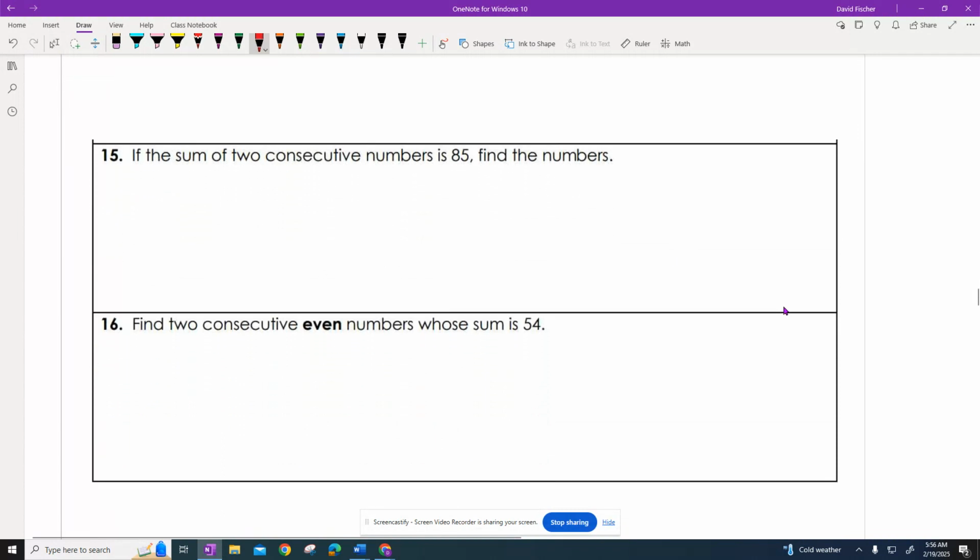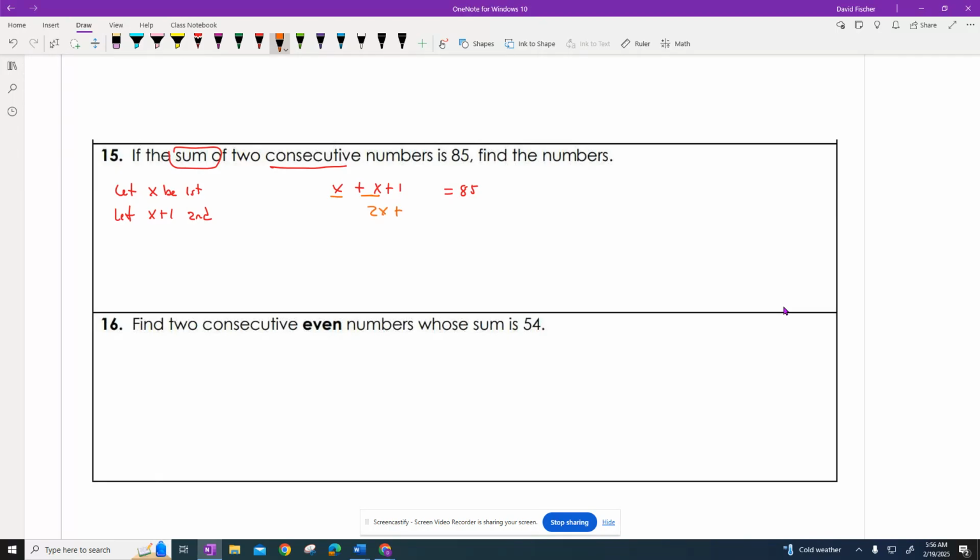Alright, so we got to read it. Two consecutive numbers. So that means one number right after the other. Okay, we're going to add those two numbers, and they said it's going to equal 85. So again, we're going to say let x be first. We're going to say let x plus 1 be the second. And we're going to add them. So I got x plus x plus 1 equals 85. Notice I'm not putting parentheses anymore because I'm good enough and smart enough to know there's my first number, and there's my second one.